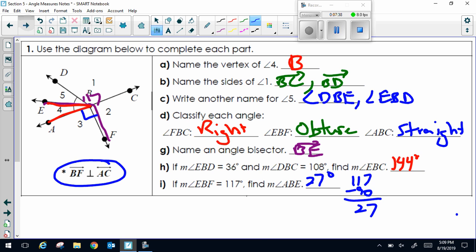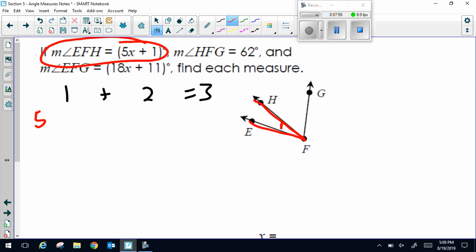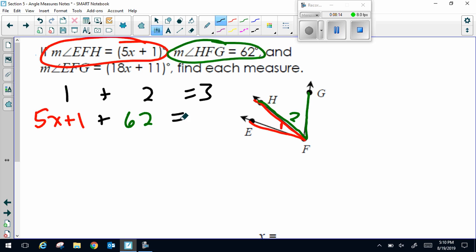Okay. Last example, using angle addition postulate to figure it out. Remember our 1 plus 2 equals 3. Small plus small equals big. So here's my first small angle, and if you actually write it down, it's angle E to F to H. Well, they tell me that E to F to H is 5x plus 1, so that's angle 1, plus the other small angle here, which is H to F to G. They tell me that H to F to G is 62. And then the third one is always the biggest angle, which is the outside one of E to F to G, which they tell me is 18x plus 11.